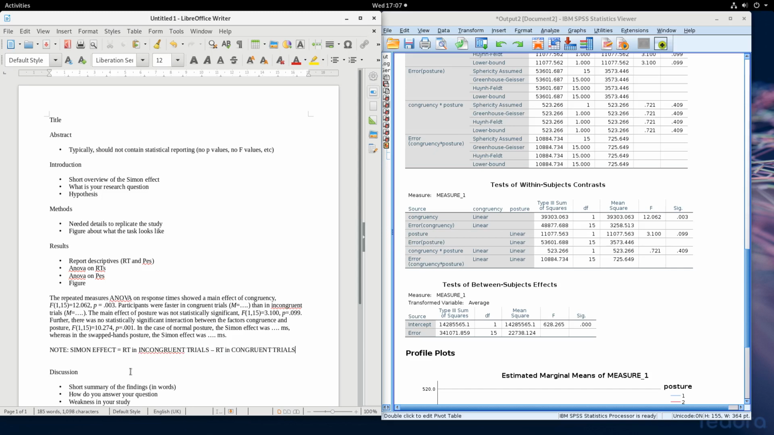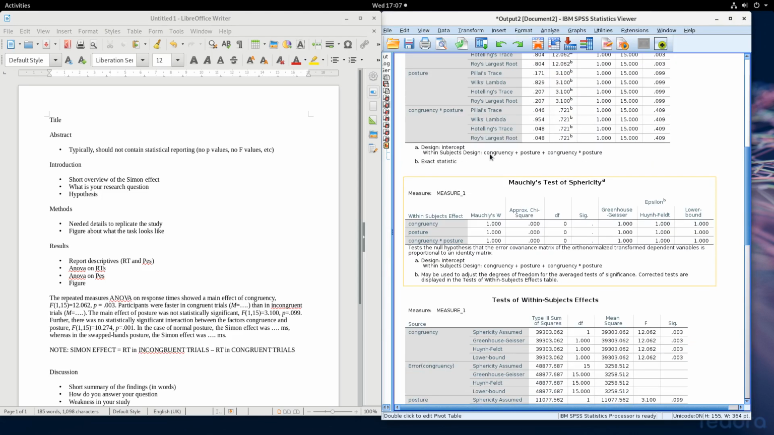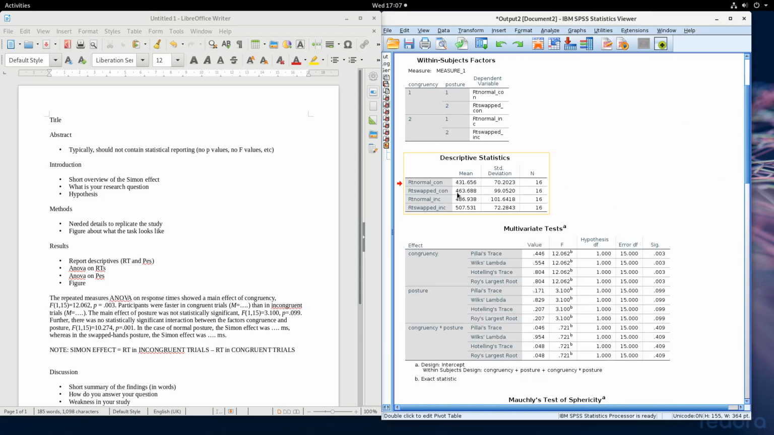And you find that, of course, if you go up here, for example, for the normal posture, it would be 486 minus 431, and for the swapped posture, the Simon effect would be 507 minus 463. There you go. So that is fairly straightforward.